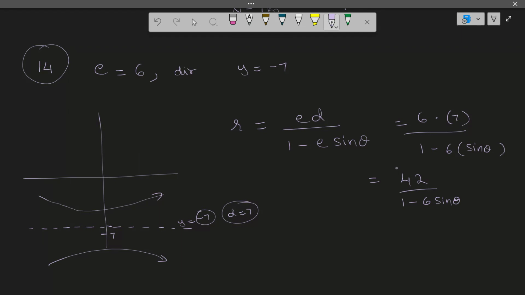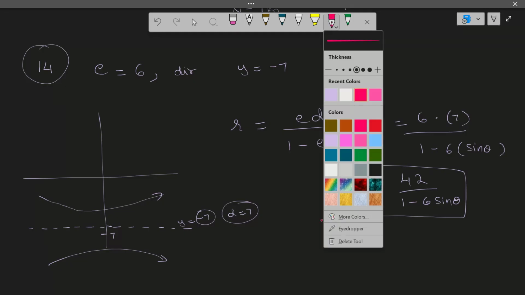However, there is a limitation. In this case, of course, it doesn't apply. The denominator should not become 0. That's one of the limitations there. So now that you have r is equal to 42 over 1 minus 6 sine theta, this is the equation in the polar form. We need to get at least one definitive point. So what we'll do is, let me use a different color.